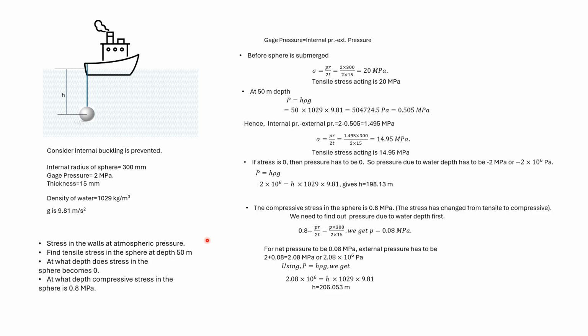We next find the stress at depth 50 meters. P is equal to h rho g. Multiplying these values with h in meters gives us P in pascals. Dividing by 10 to the power 6, we get P in megapascals. So the pressure at 50 meter depth is 2 minus this value, that is 1.495 MPa. If we consider atmospheric pressure, then we get 2.1 minus 0.605, which gives the same value. Substituting, we get sigma is equal to 14.95 MPa. Again, this stress is tensile stress.